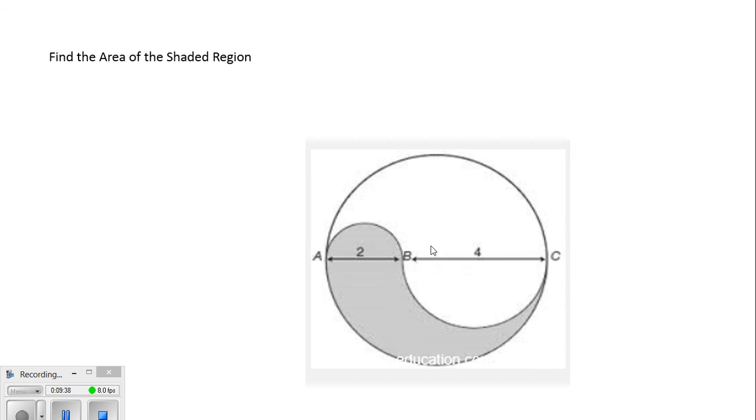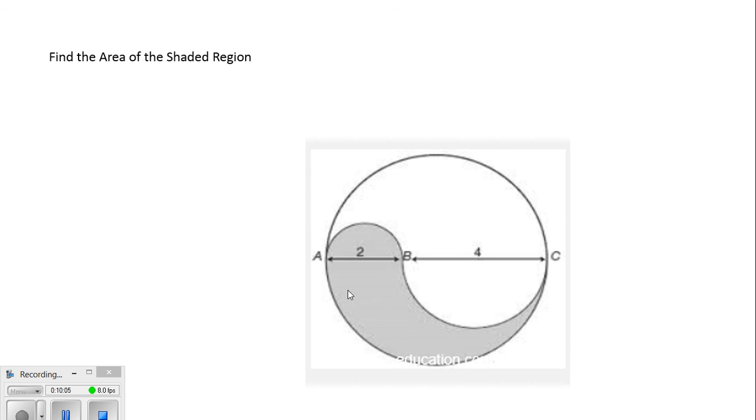Okay? This is an interesting figure. I'm going to let you think about this one. But basically, okay, we're asked to find the shaded region. Okay, now you can see that the entire large circle has a radius of 6. I'm sorry, has a diameter of 6, a radius of 3.